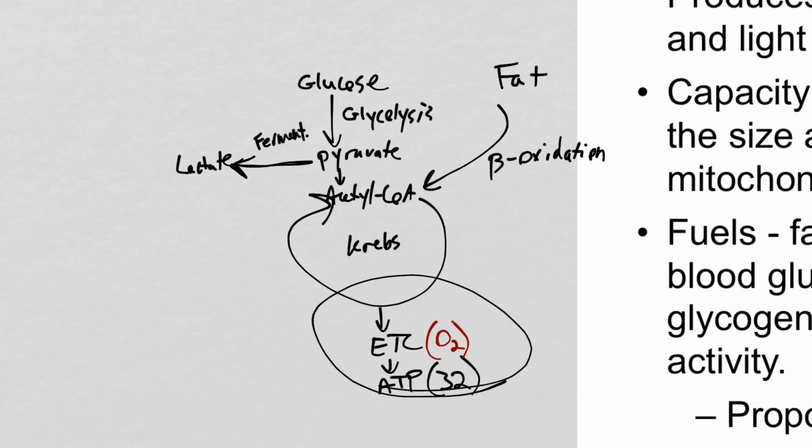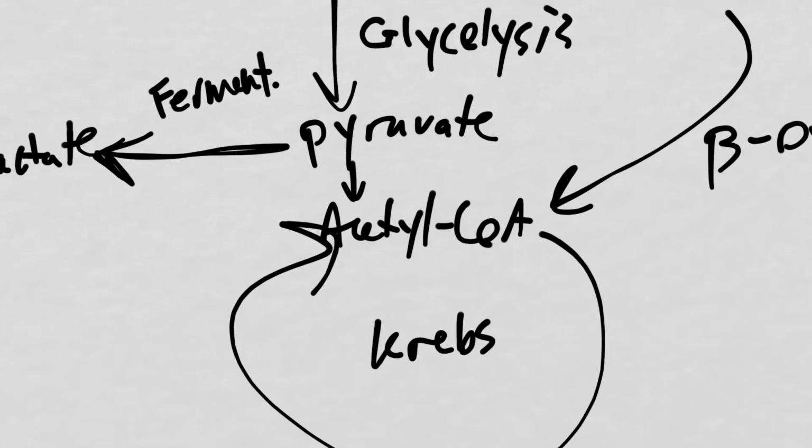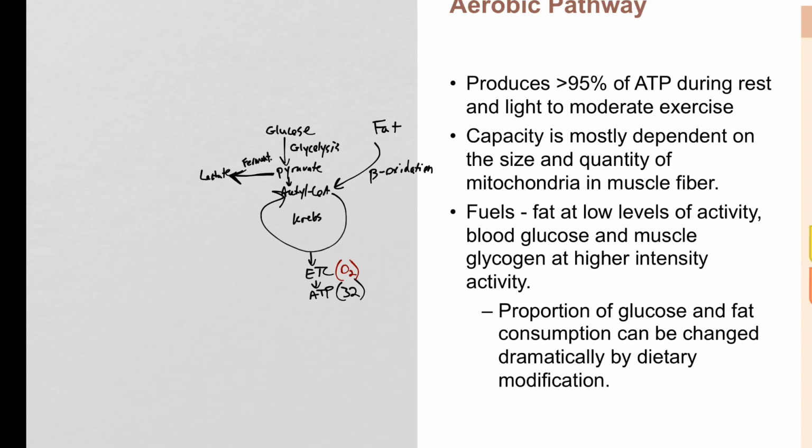And then if you still need more ATP after that, lactate and fermentation get stacked on top, almost like a release valve, where you put the extra pyruvate out this way. It's just a way to get rid of the pyruvate, so that you can keep going through glycolysis and make even more ATP.